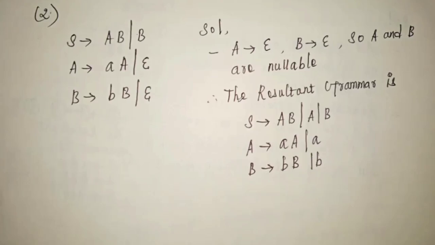Finally, the resultant grammar is going to be S tends to non-terminal symbols AB or A or B. Next, A tends to terminal symbol a followed by non-terminal symbol capital A, or terminal symbol a. Finally, B tends to terminal symbol b followed by non-terminal symbol B, or small b.